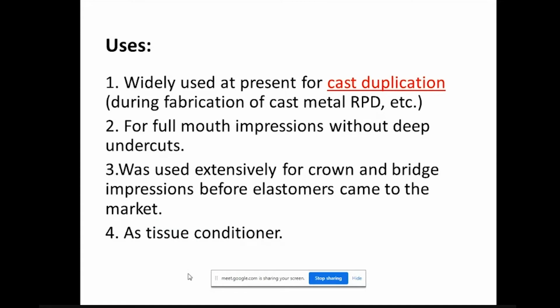The use of agar-agar that is widely used till now is for duplication. What do you mean by duplication? Copy and paste. When you need to cast for the same patient, we need agar-agar for copy and paste. Is that clear now? Number one.